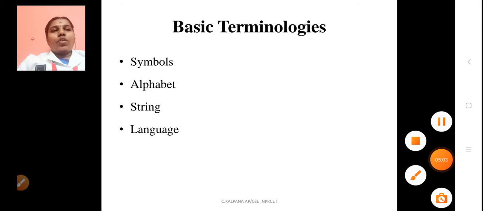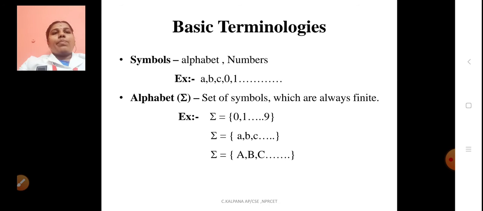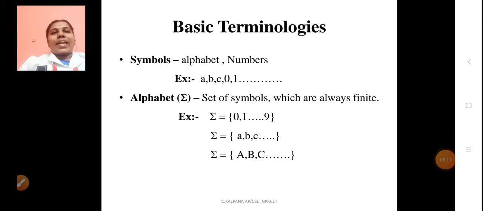And now I am going to explain the basic terminologies of automata theory: symbols, alphabet, string and language. Symbols include alphabets, numbers or any special character. It may be a lowercase letter or an uppercase letter, A, B, C, or 0, 1. And alphabet can be represented as summation (sigma). The input should be finite. Alphabets may be 0, 1 up to 9, or lowercase letters or uppercase letters.